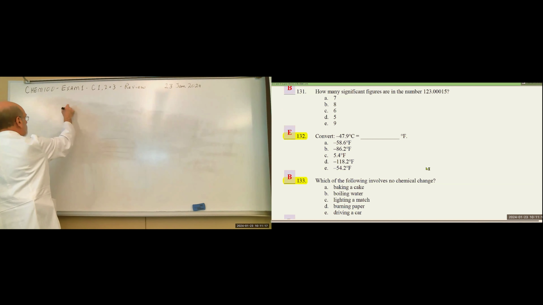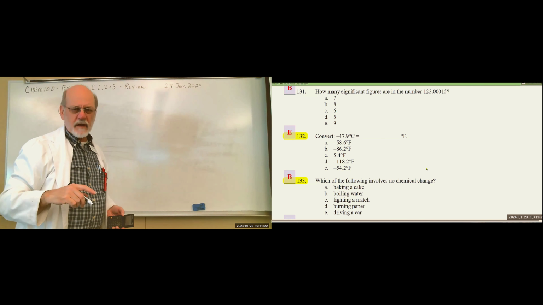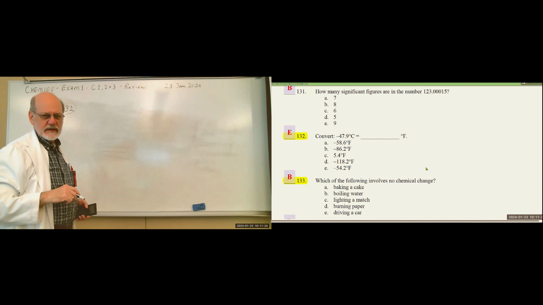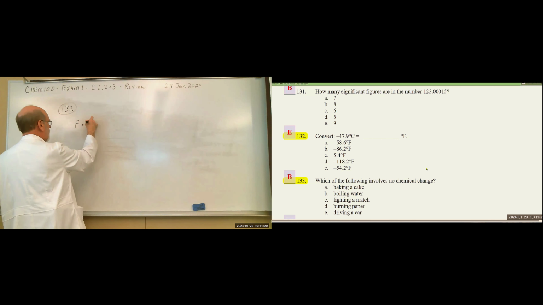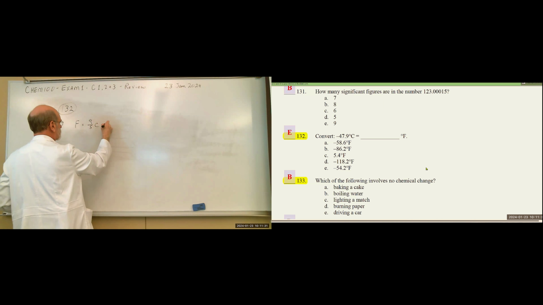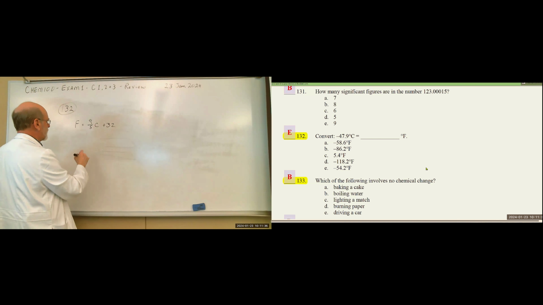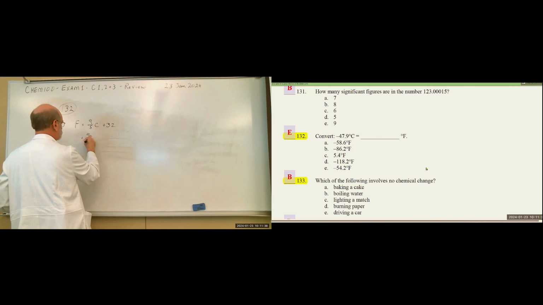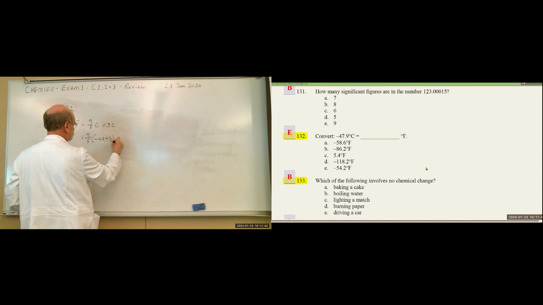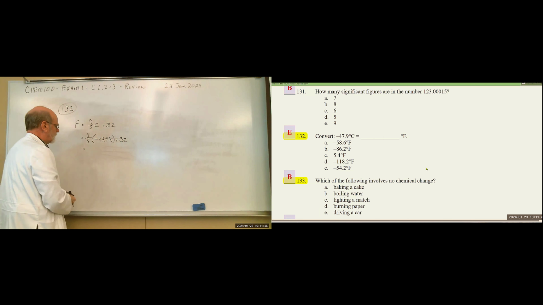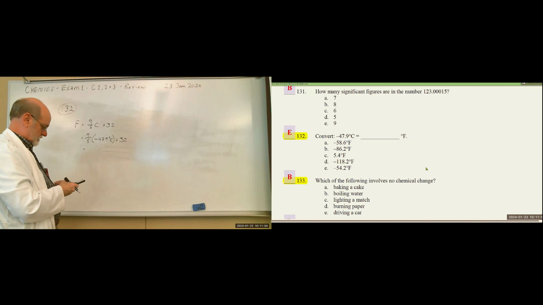132. Another unit conversion. Convert minus 47.9 degrees C into Fahrenheit. So let's see if I can get it right this time. Fahrenheit equals 9/5 C plus 32. Minus 47.9. Yeah, 47.9. Change that sign.